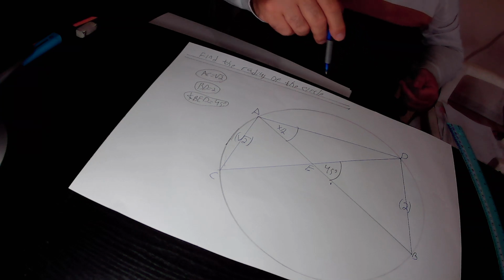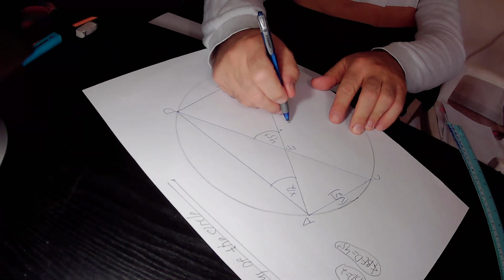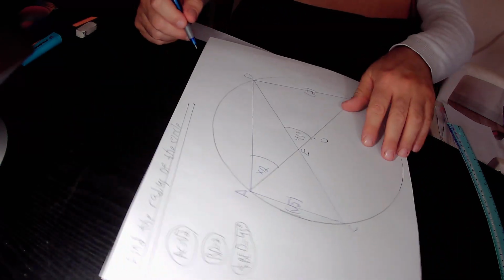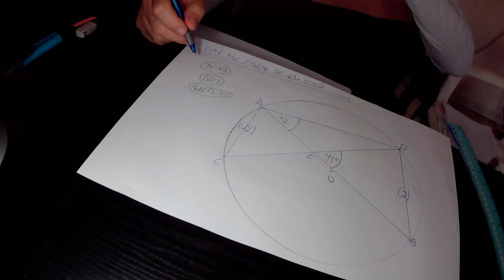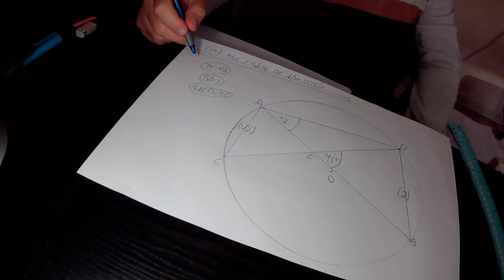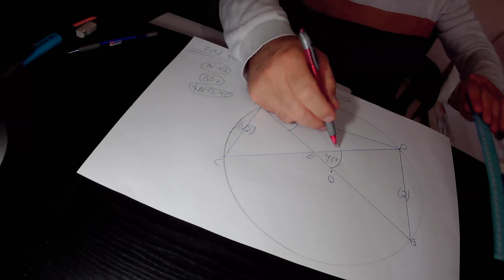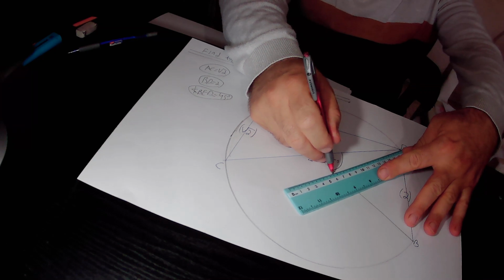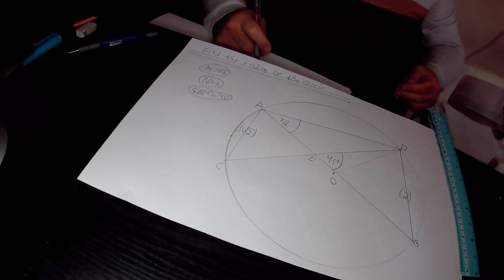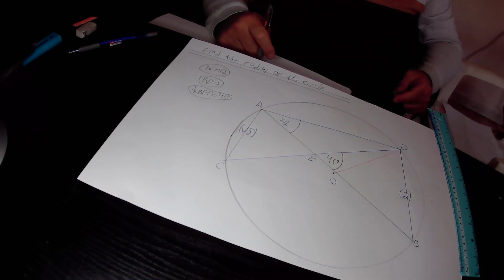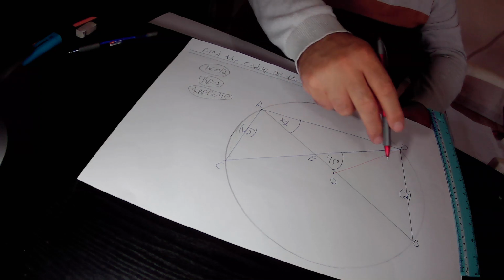We define the center of this circle. This point is point O. We join points O and D together by a straight line, and we join points O and B together by a straight line.